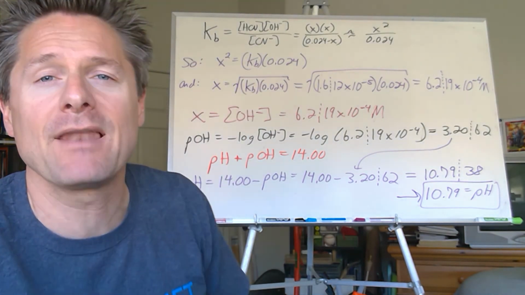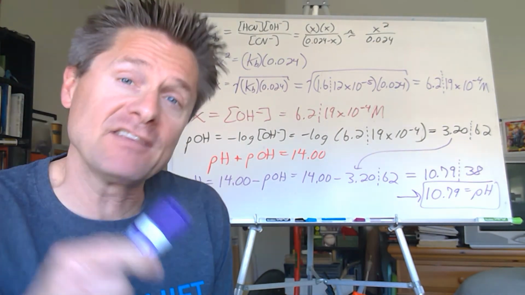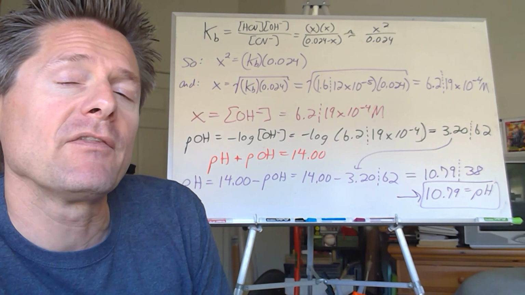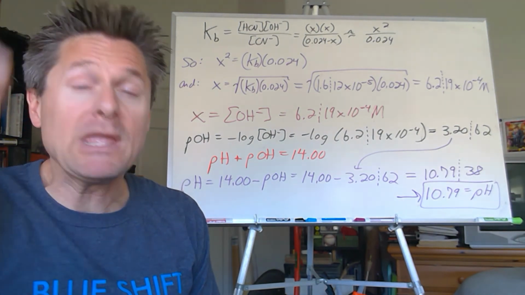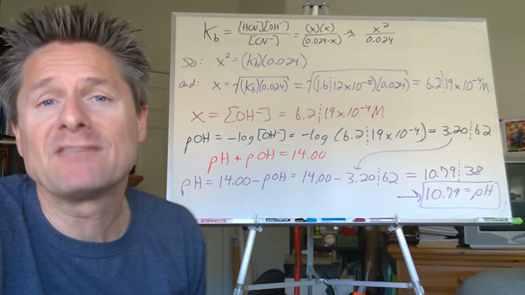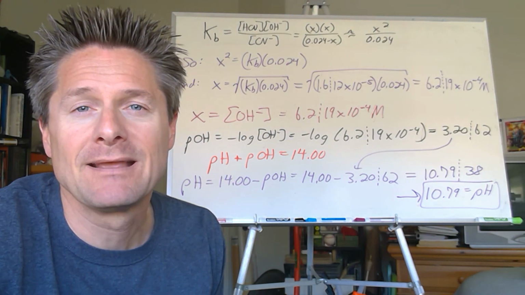That's a very satisfying problem right there. Now this makes sense. Remember, we predicted the cyanide ion was weakly basic, so the pH should be greater than 7. So that makes a whole lot of sense.